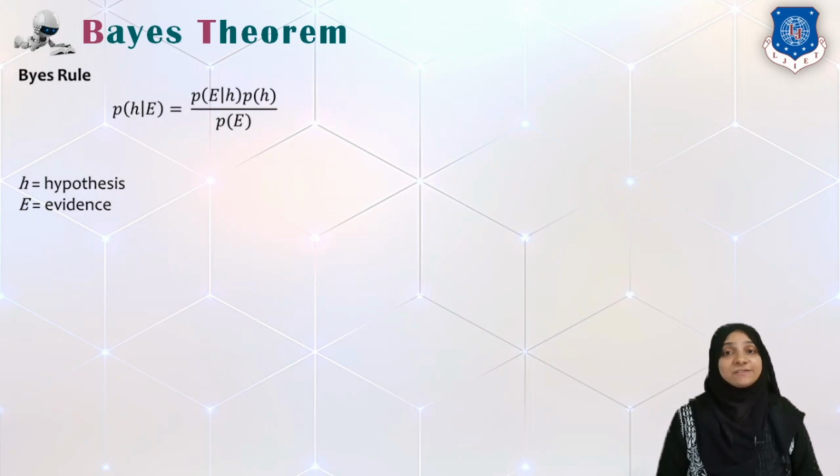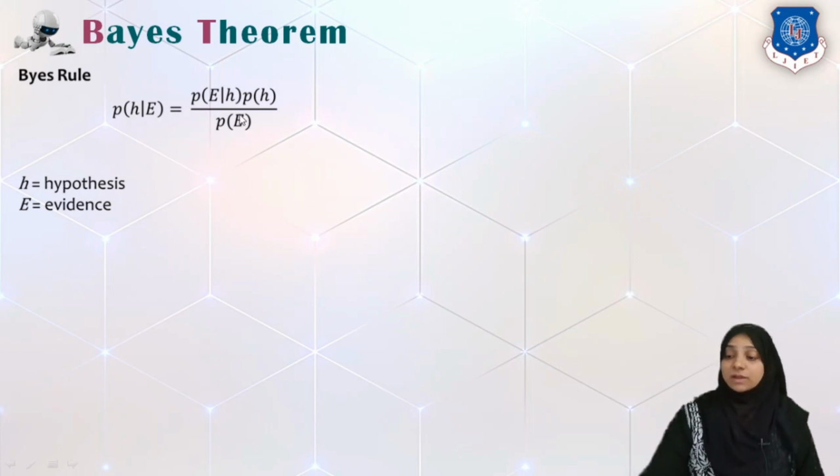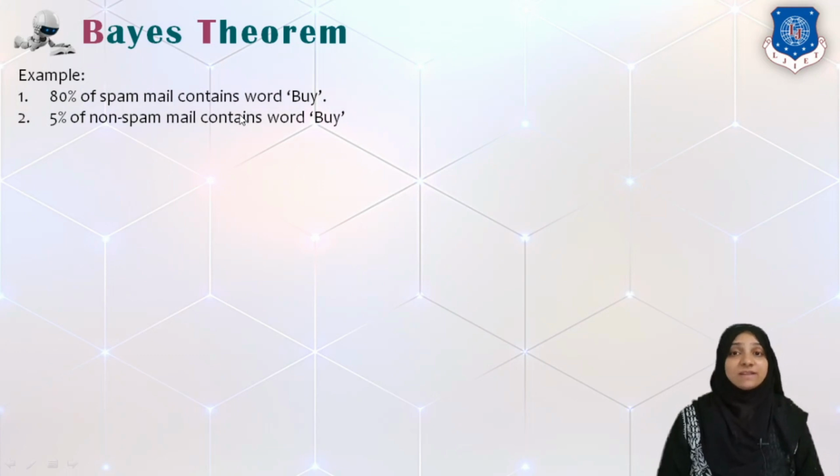So rewriting the same Bayes' theorem, instead of event A and event B, we write the probability of the hypothesis being true given that evidence is received, as the probability of evidence given hypothesis, times the probability of hypothesis, divided by the probability of evidence. We will try to understand this Bayes' theorem with the help of an example.